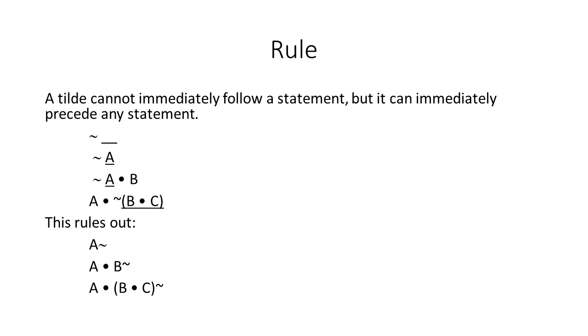Okay, so let's take the first conjunct. A tilde cannot immediately follow a statement. So here we have A tilde. The slot's on the right-hand side. We can't just put an A on the left-hand side of the tilde, because there's no slot there. Similarly, for our second example, A dot B tilde, there's no slot on the left-hand side of the tilde, so we can't put a statement there. And similarly for our final example, A dot left parenthesis, B dot C, right parenthesis, tilde. Again, no slot on the left-hand side of the tilde. We can't put B dot C there.